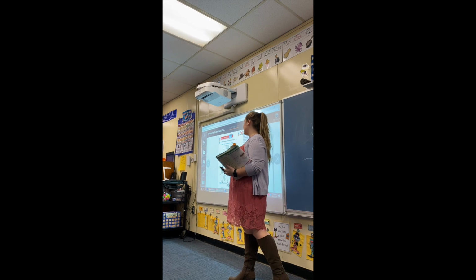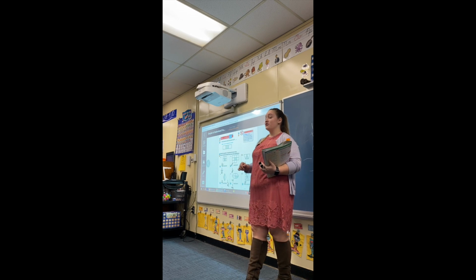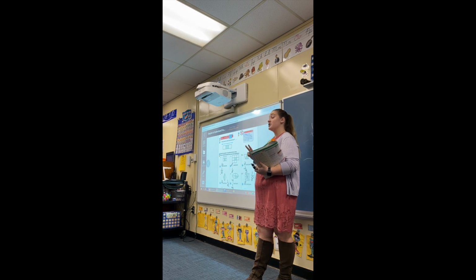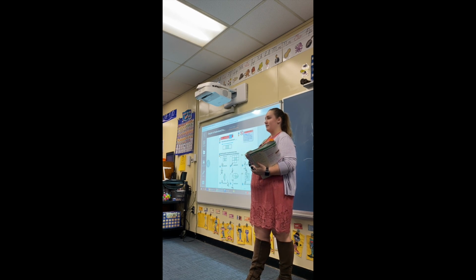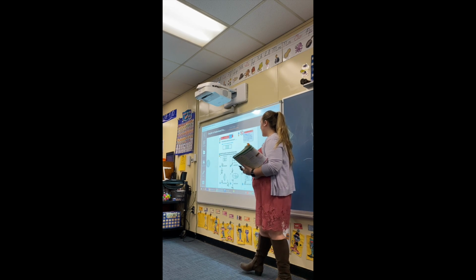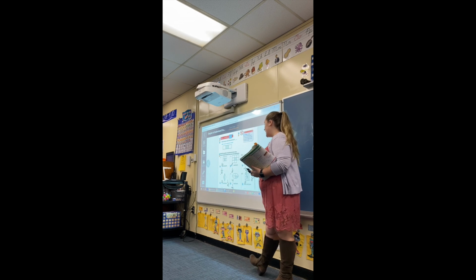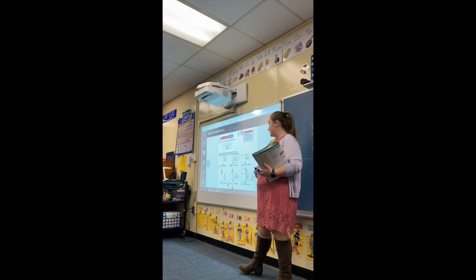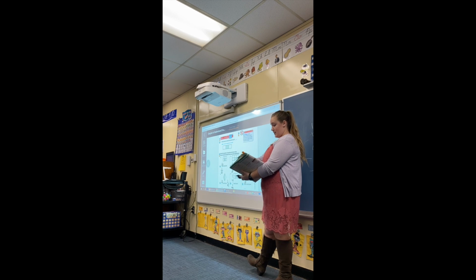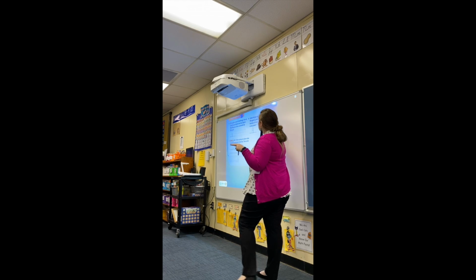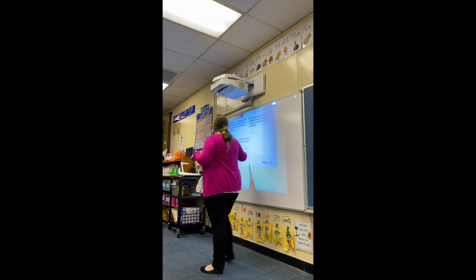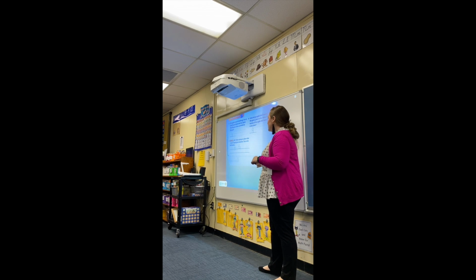How many parts do we have in number 5? Listen to the question. How many parts do we have in number 5? 2. How much is shaded? 1/2. How many equal parts in number 6? 4. And how many parts are shaded? 1/4. How many equal parts do we have in number 7? 8. And how much of that is shaded? 1/8. 3/4. Good.